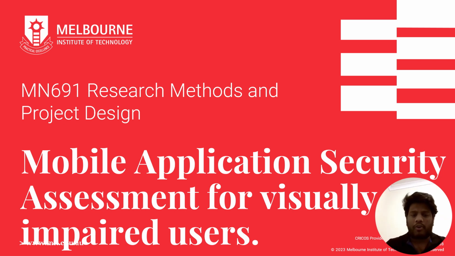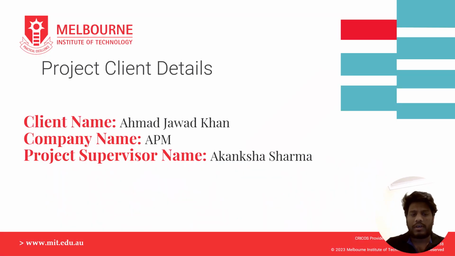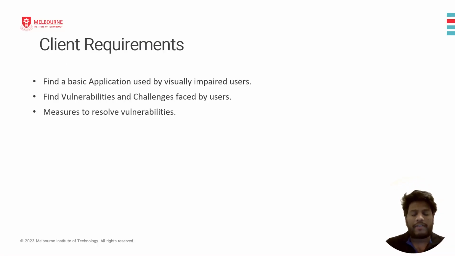Hello everyone, this is our project title, Mobile Application Security Assessment for Visually Impaired Users, and these are the client details. Our client is Ahmed Javed Khan and the company name is APM. Our supervisor is Akanksha Sharma, and these are our client requirements: to find a basic application used by visually impaired users, to identify the vulnerabilities and challenges faced by them, and to resolve the vulnerabilities.